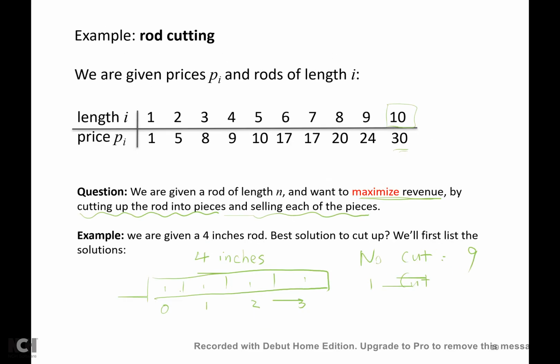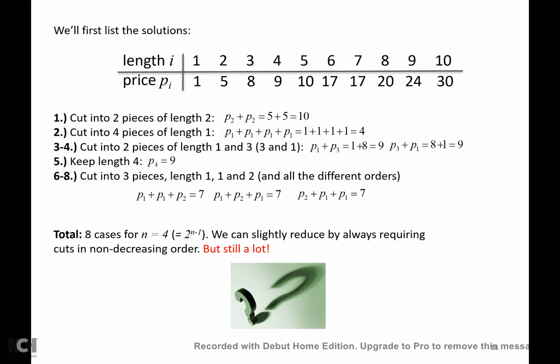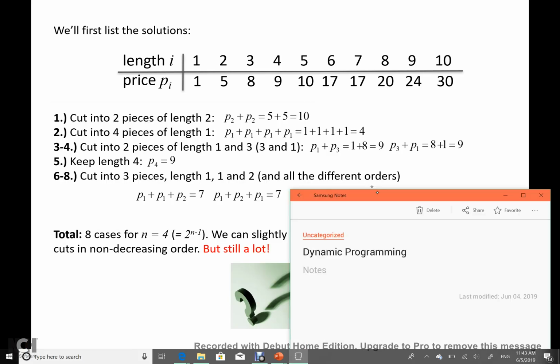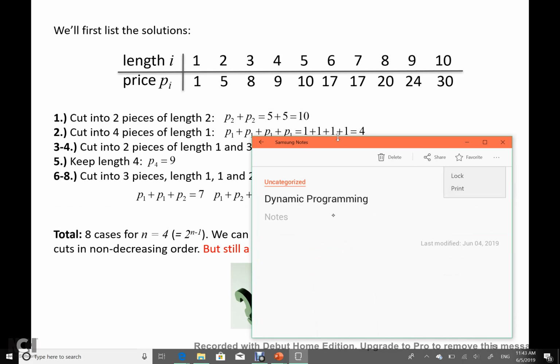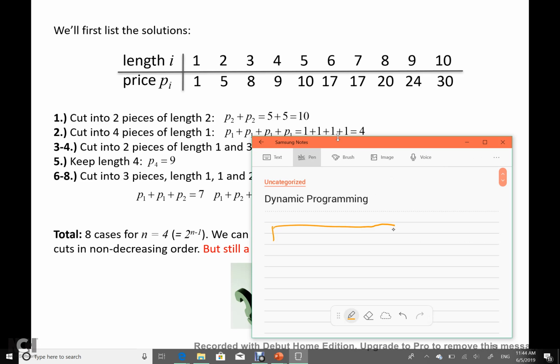If we have one cut, this one cut can happen in different places. It can happen here, or here, or here. Then in that case, with one cut, we have different solutions. For example, we also list them here. Let's draw here: 0, 1, 2, 3, and the total is 4 inches.